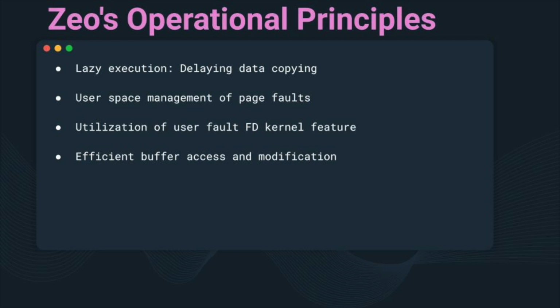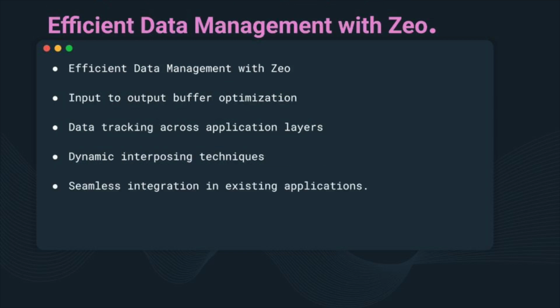Then, efficient data management. Input to output buffer resolution. When data is written to an output I/O stack, ZIO tries to use the original input buffer instead of the copied or intermediate buffer. This approach significantly reduces the number of unnecessary data copies. Tracking across API boundaries. ZIO is capable of tracking data across different layers of the application, including API boundaries. This feature is particularly important for integrating with kernel bypass I/O stacks.